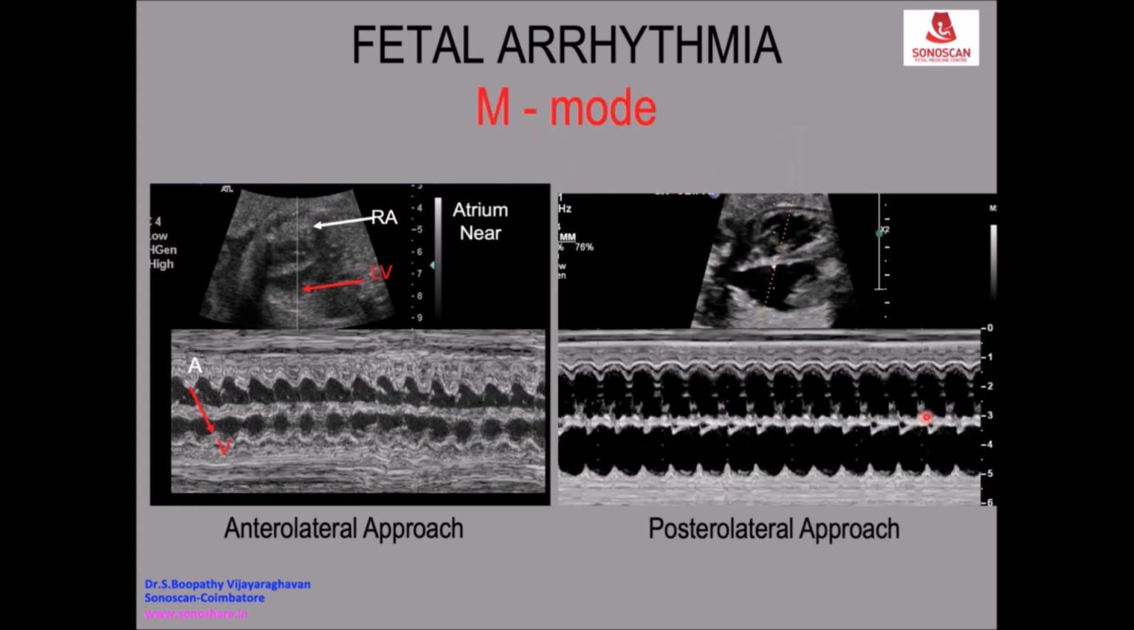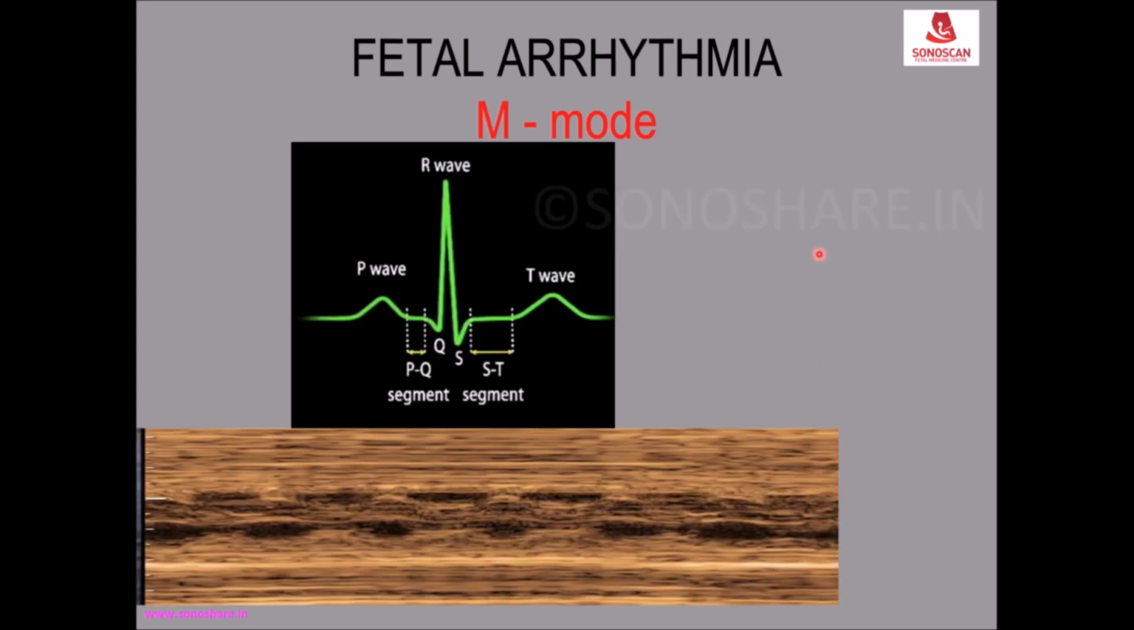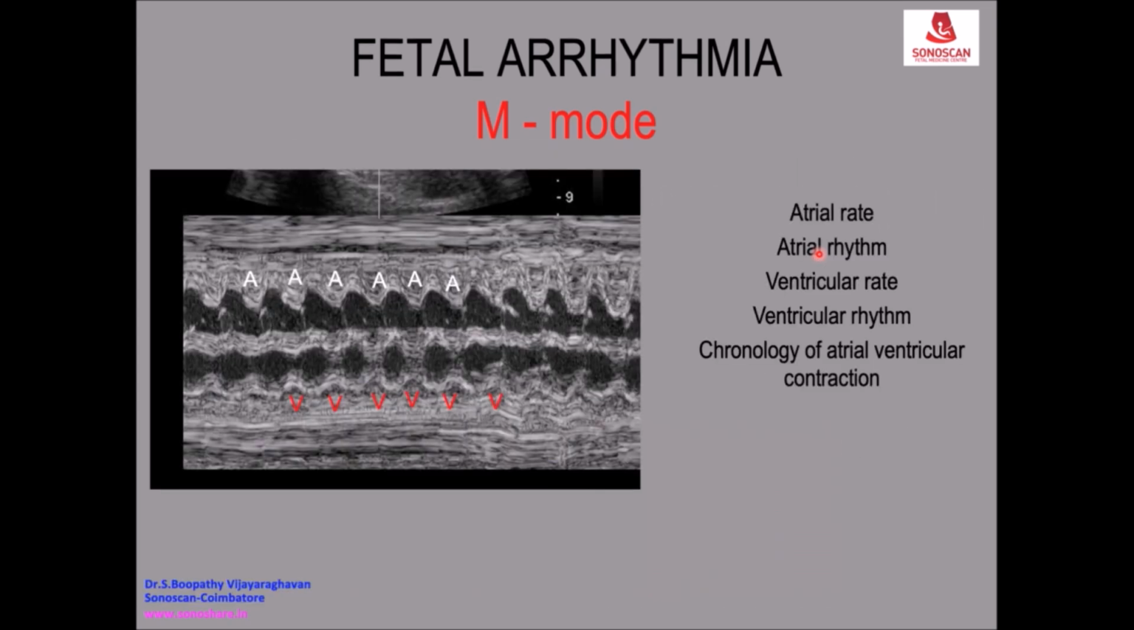Whereas in the posterolateral approach, so this is the spine, and this is the posterior and anterior. In the posterolateral approach, we see the line passes through the left ventricle first, shown by the slanting line, and the relationship of the atrial and ventricular contractions. And the relationship is 1:1. So atrium to ventricle is 1:1. And the chronology of the atrial and ventricular contraction you study by the relationship of 1:1.